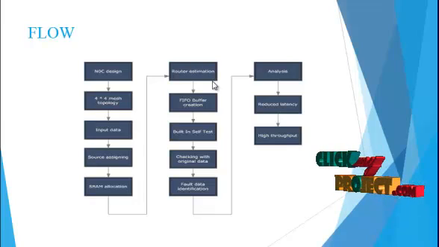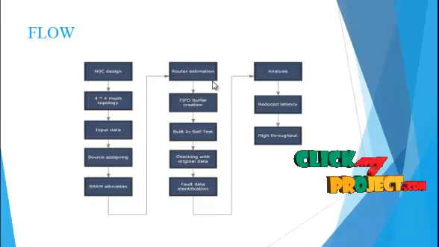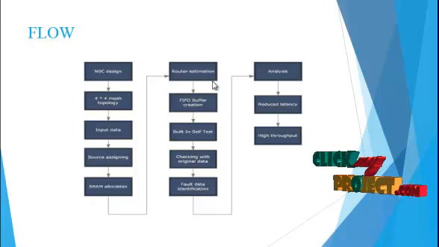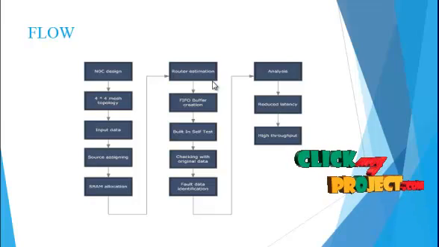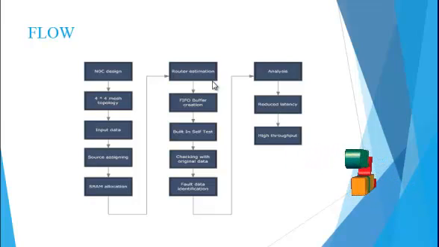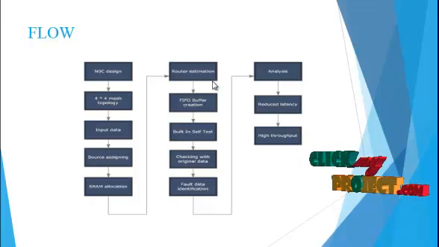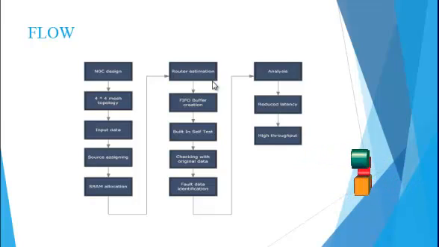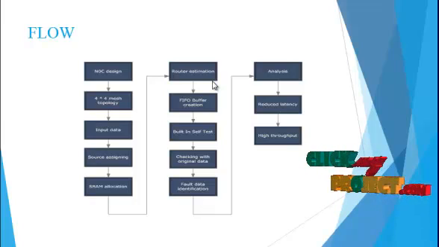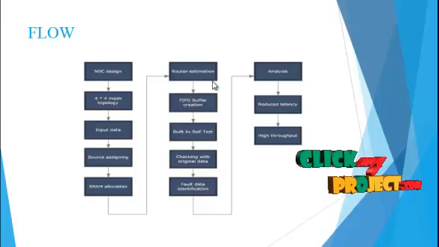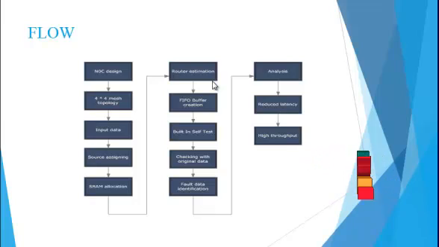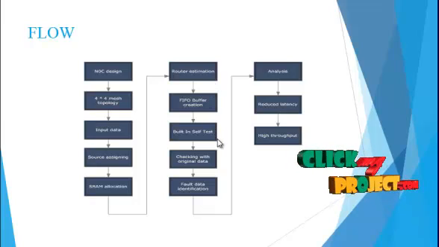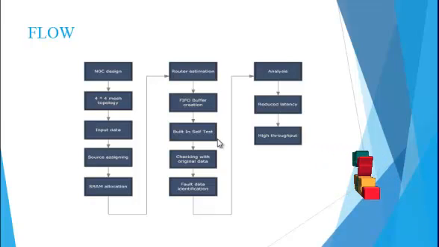Then we have to estimate the router. If the node sends information to the neighbor, the router is estimated by using the cost of the node. Then the FIFO buffer is created, which is nothing but a temporary buffer. We have two modes, one for normal mode and another for test mode. When we click on test mode, that is built-in self-test, we start this built-in self-test.